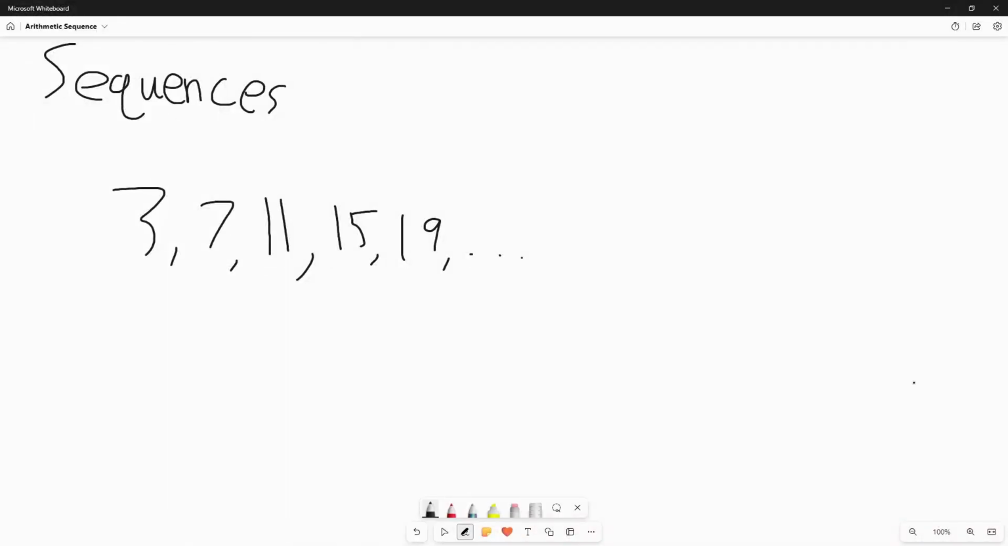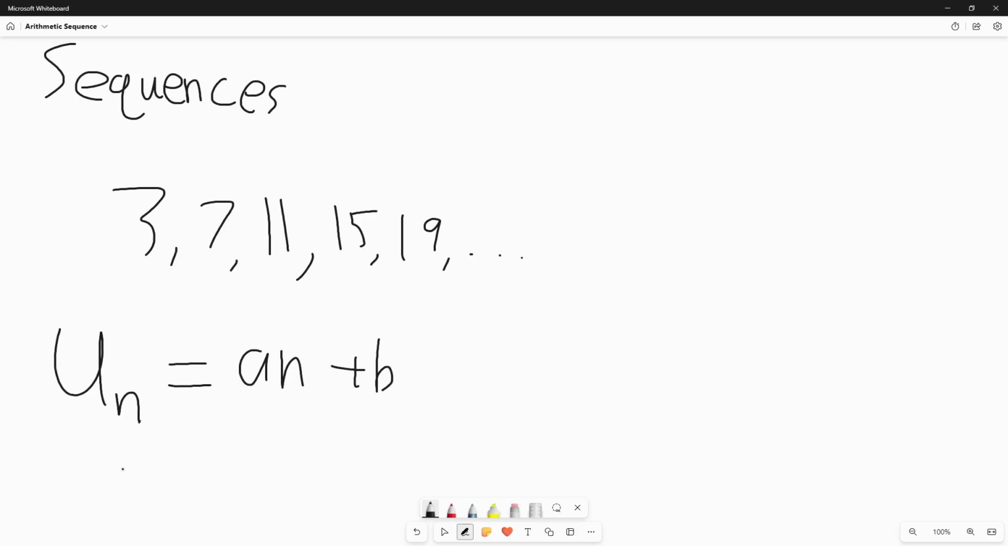And there are a lot of ways to define a sequence, one of which is what I did here, just writing out the numbers separated by commas: 3, 7, 11, 15, 19, and so on. Another way to do it is to write the explicit formula, which is like this: u of n equals an plus b. And this takes the position of a number, which is n, and you can plug it into this formula to find the number in that position.